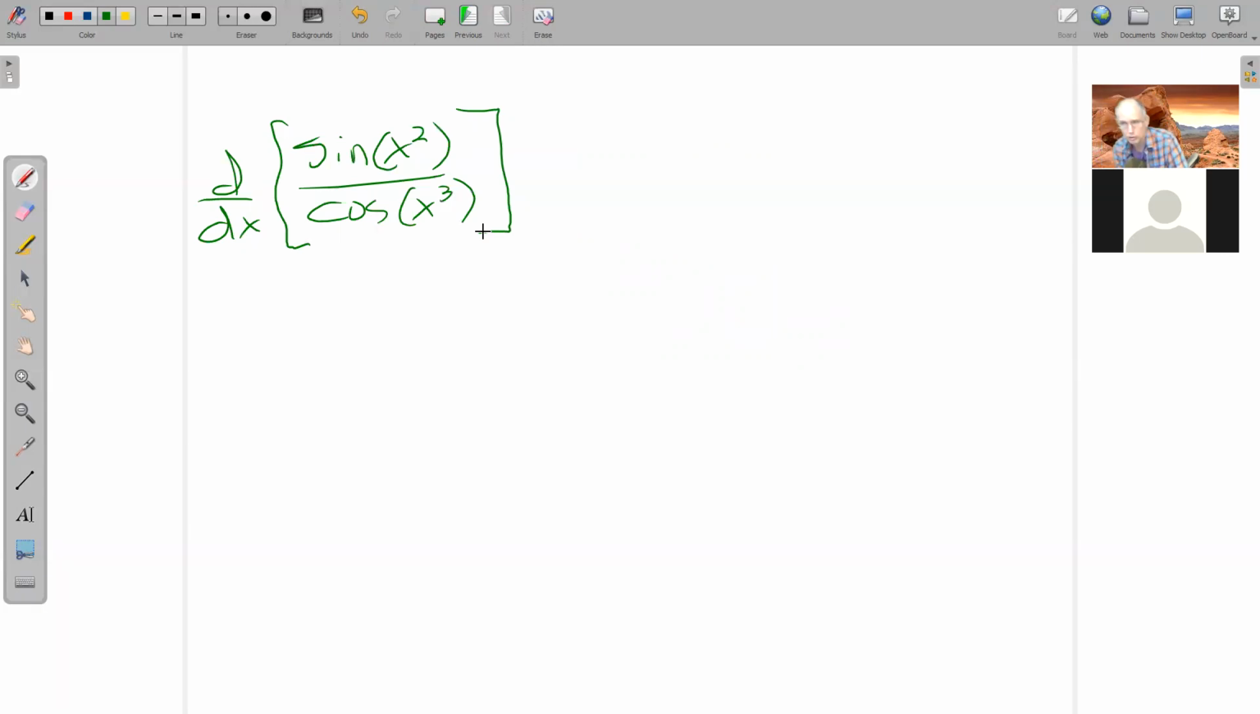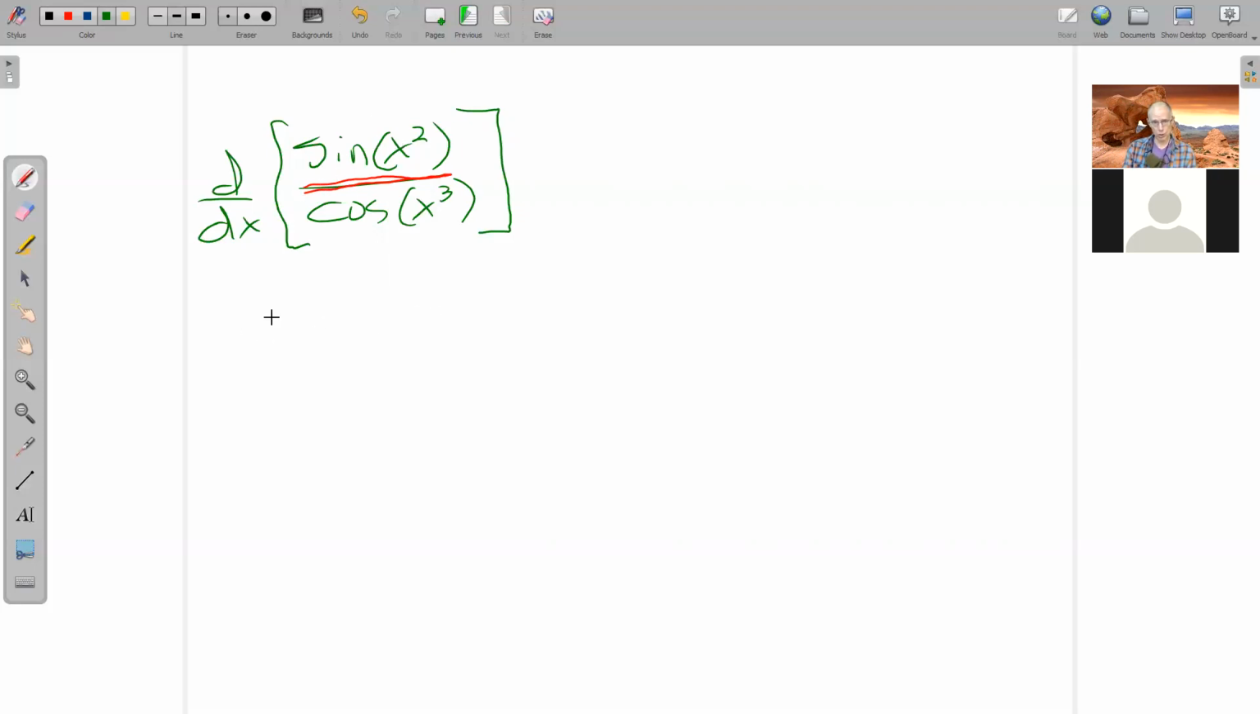Okay, power. So this one right here, I have multiple things going on. I have a quotient, so I'm going to apply the quotient rule, and then the chain rule will apply when I have to take the derivative of the sine of x squared. So I'm just going to write this down in kind of stages.